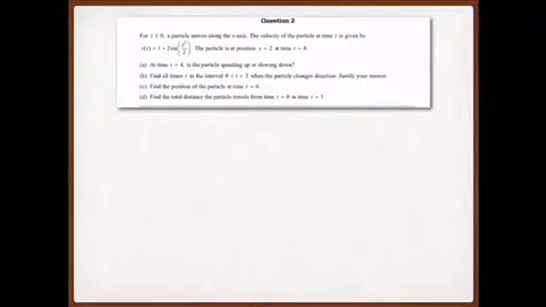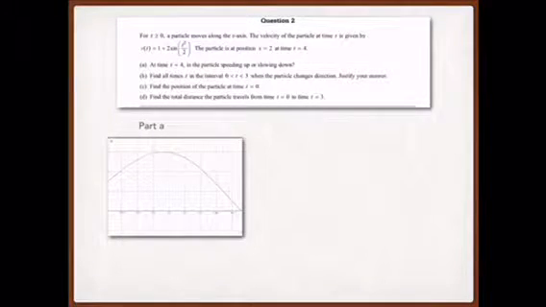This is question 2 from AP Calculus, AP 2016. This part is with calculator. Let's start by reading the question. For t greater than or equal to 0, a particle moves along the x-axis. The velocity of the particle at time t is given by V(t) equals 1 plus 2 sine of t squared over 2. The particle is at position x equals 2 at time t equals 4. At time t equals 4, is the particle speeding up or slowing down?